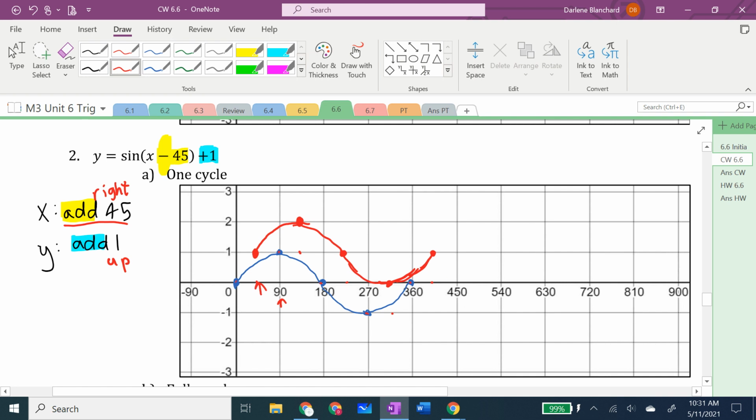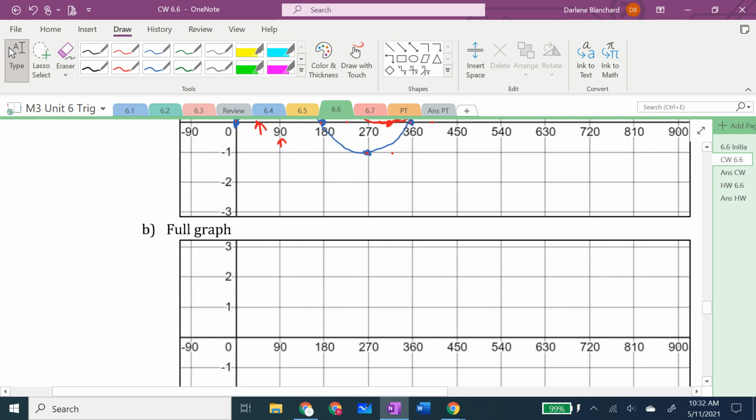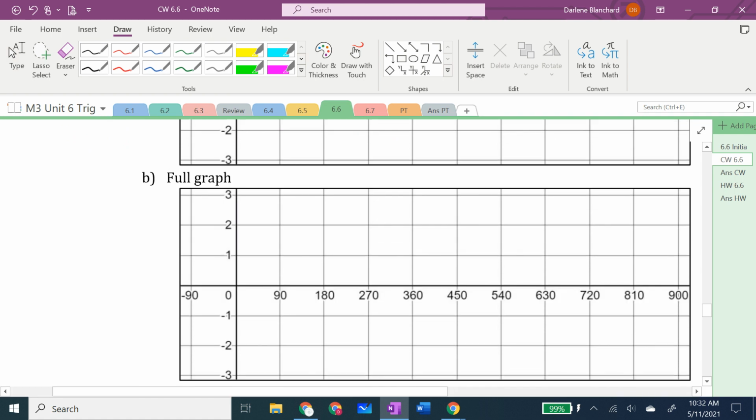Can you see how valuable the multiplication and division is for when we're dealing with waves in real life? It's huge. The shifting is just an issue of timing or location. But the multiplication and division is what really affects different waves. So there you go. Then drawing the full graphs, just real quick.